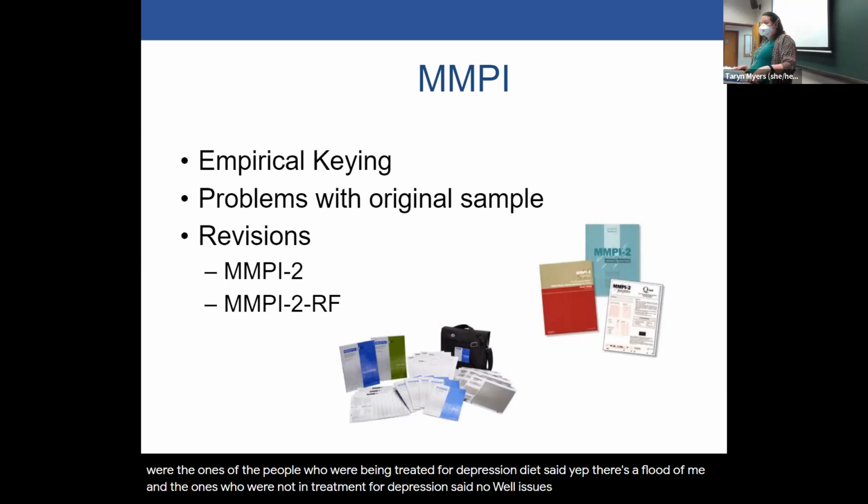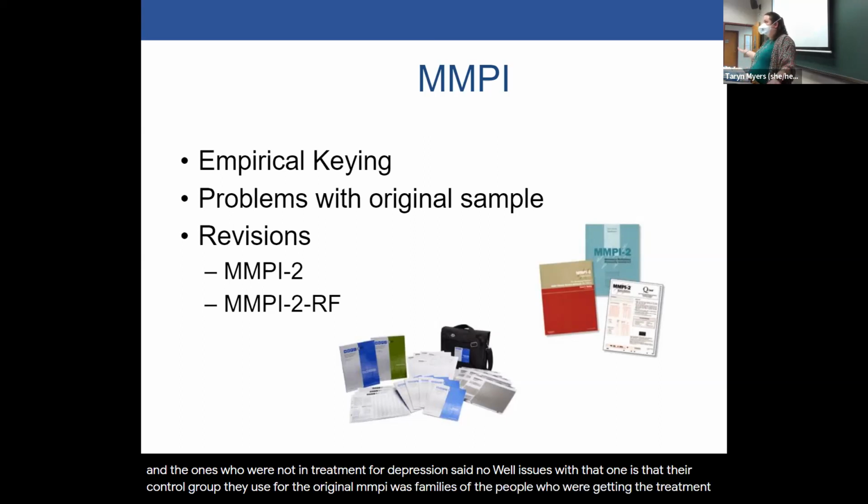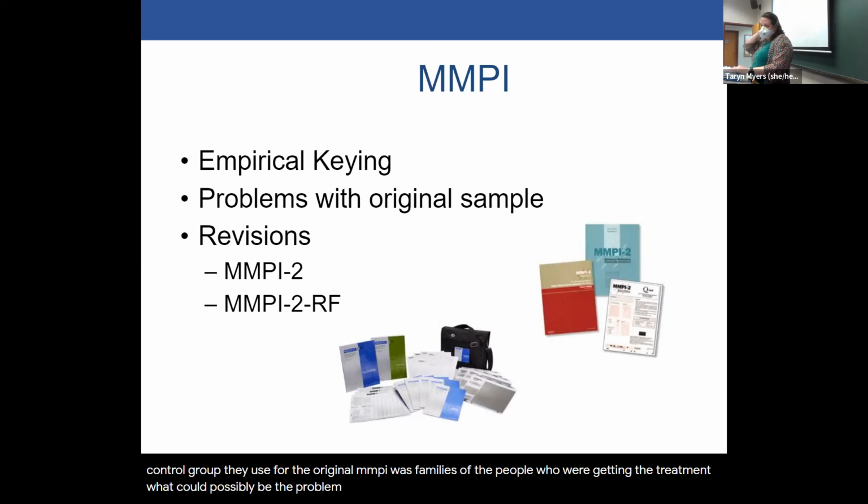So a couple of issues with that. One is that the control group they used for the original MMPI was families of the people who were getting the treatment. What could possibly be the problem there? What do we know about psychological disorders and families?